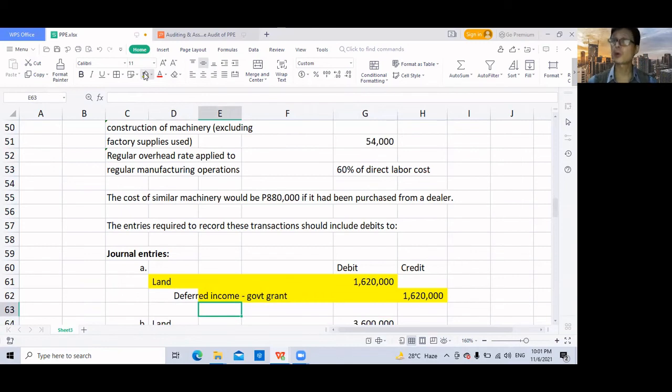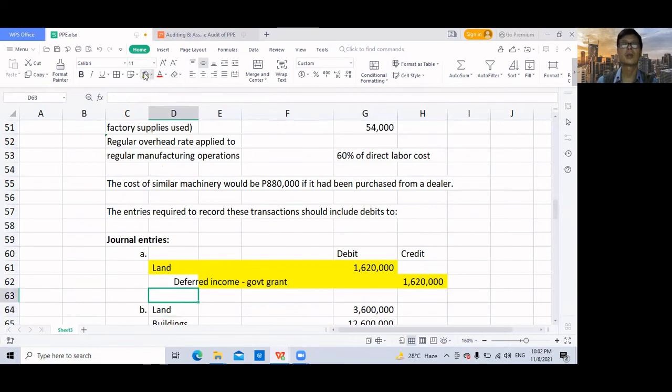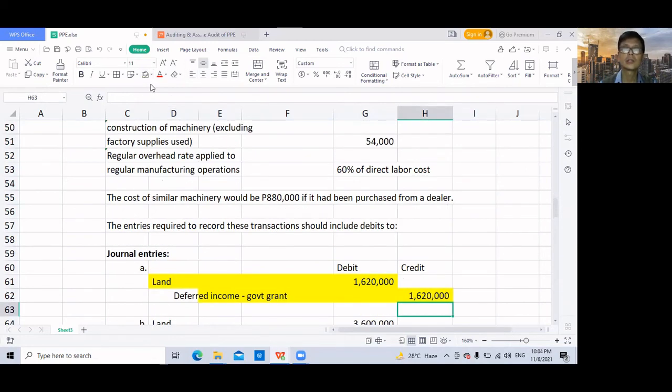Okay, and of course may purpose yun. Hindi naman binigay lang sa kanila yung basta ganun. Kaya inilagay lang nila muna sa deferred income. Ika nga pagka nagawa na nila yung purpose, then that's a time na i-recognize nila, i-reverse na nila, i-recognize nila yung deferred income, no? And then let's now proceed to letter B.